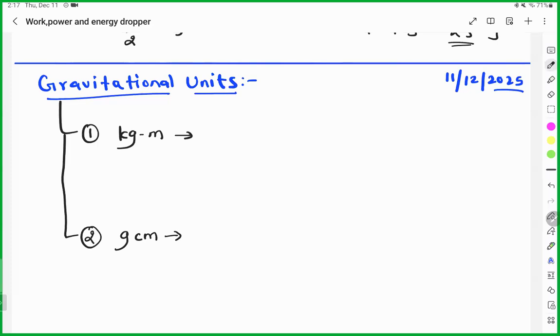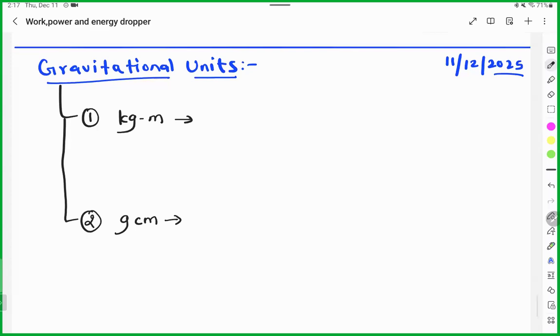So when we are dealing with the kilogram meter, this is the SI unit. It is the gravitation unit of work in the SI system. And this gram centimeter is in the CGS system, as it suggests, correct? But we have to convert this into the joule form. Then how to do this? You know, work done is equal to F d cos theta. Cos theta does not have any unit.